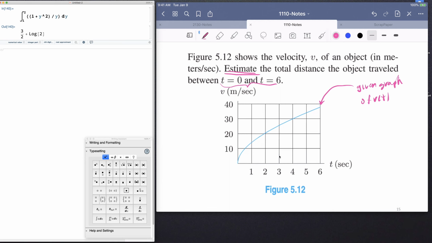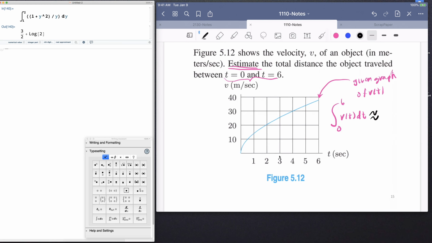So what we're being asked to do in this problem is compute the definite integral from 0 to 6 of this given velocity function, and we're being asked to approximate that. We have to approximate it because we don't actually have a formula. So there are an infinite number of answers here to estimate or approximate this definite integral, and it just depends on the work that you show.